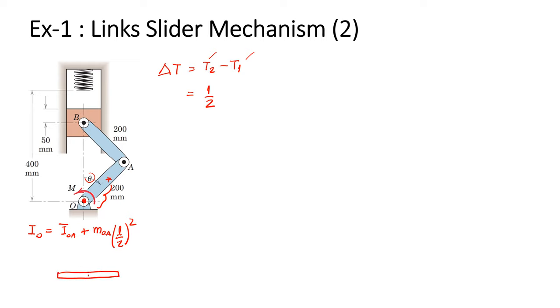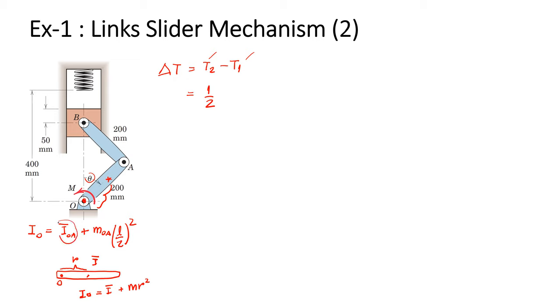If you have a bar and you have moment of inertia I bar like this, and you need to change the position to consider the moment of inertia, and you know this distance, the moment of inertia about point O is equal to I bar plus mass multiplied by the distance square.